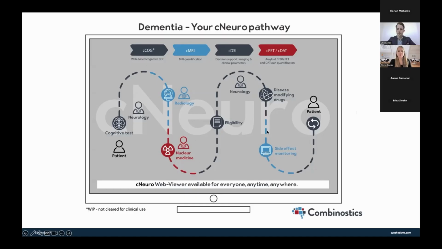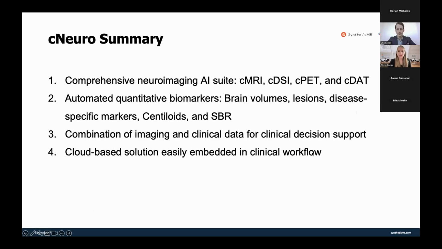And then now, if you're thinking about the disease-modifying therapies, it's important that, again, the neurologist and the radiologist work closely together, for example, using SyMRI and CDSI to decide about the patient's eligibility and whether the patient can receive disease-modifying therapies or not. And then ultimately also for the side effect monitoring. So if we take everything together, we can say that cNeuro really provides a comprehensive neuroimaging AI suite with those 4 products that I just presented.